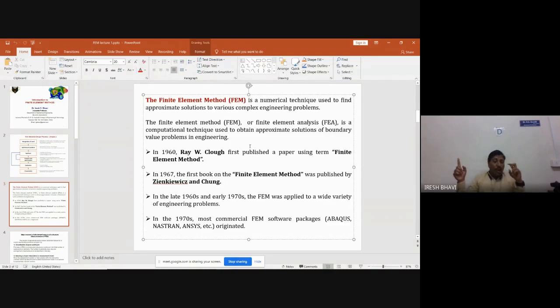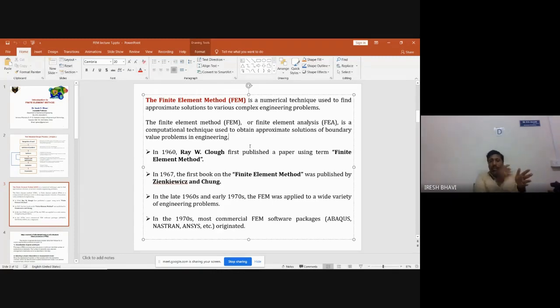For example, you take a cantilever beam or you take a simply supported beam. In a simply supported beam, what happens? The displacement at both the ends is zero. At the boundaries, the displacements are zero. Means what? Without solving the problem, you have come to know the answer at certain points, that is at the boundaries. So those are called boundary value problems.